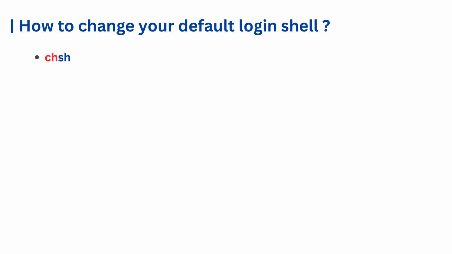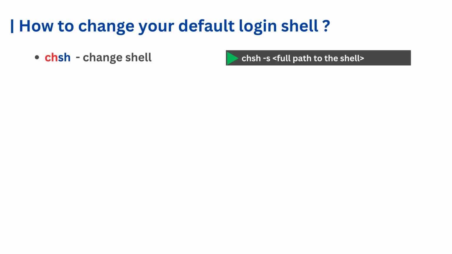The chsh command allows you to change your default shell or login shell. Chsh is short for change shell. The basic syntax is chsh -s followed by the full path to the shell, where the -s flag specifies the type of shell you want to set as your default shell.